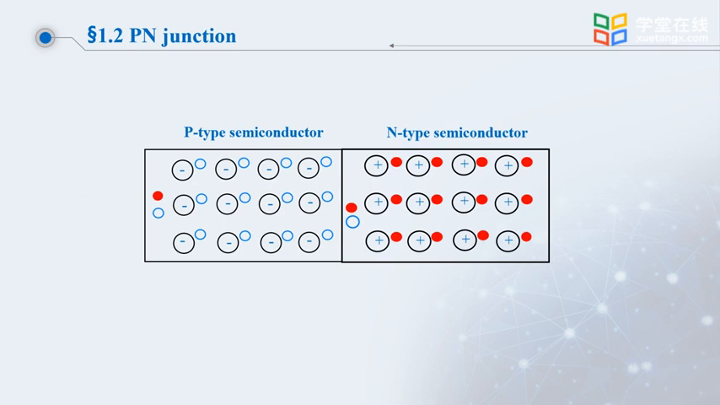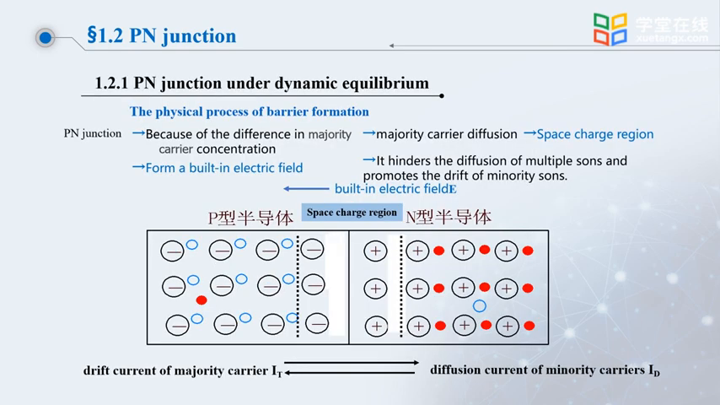A PN junction is the structure formed by combining p-type impurity semiconductor and n-type impurity semiconductor through the corresponding process. Let's look at the schematic. When a p-type semiconductor and an n-type semiconductor have such a contact surface, it will form a barrier layer. Let's take a look at the process of barrier formation.